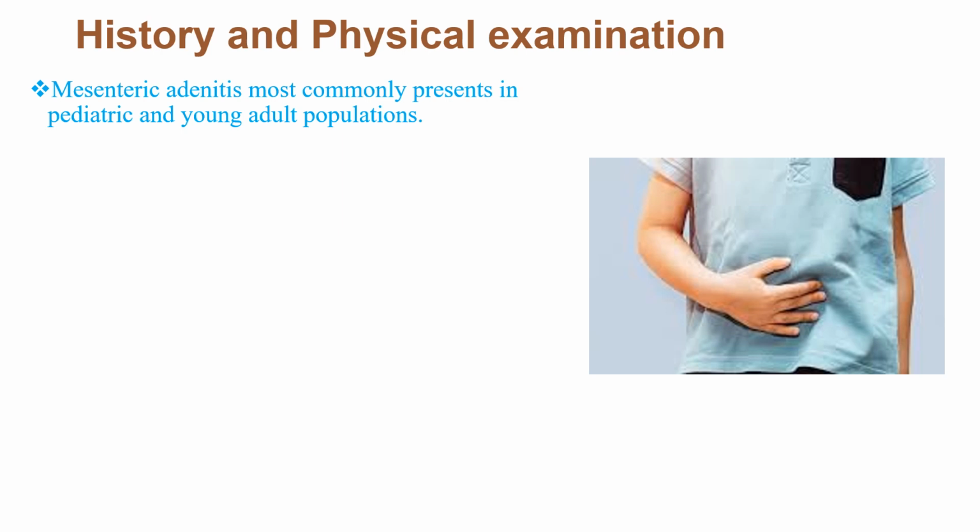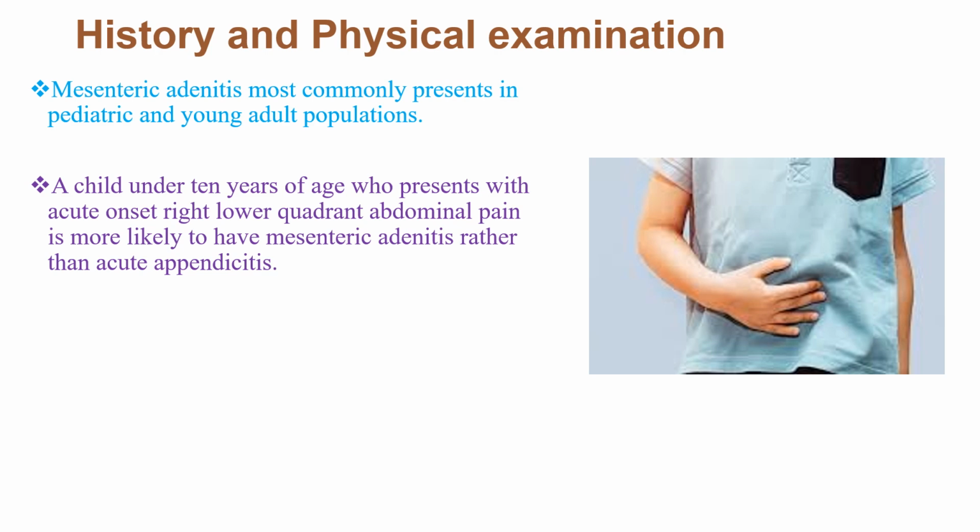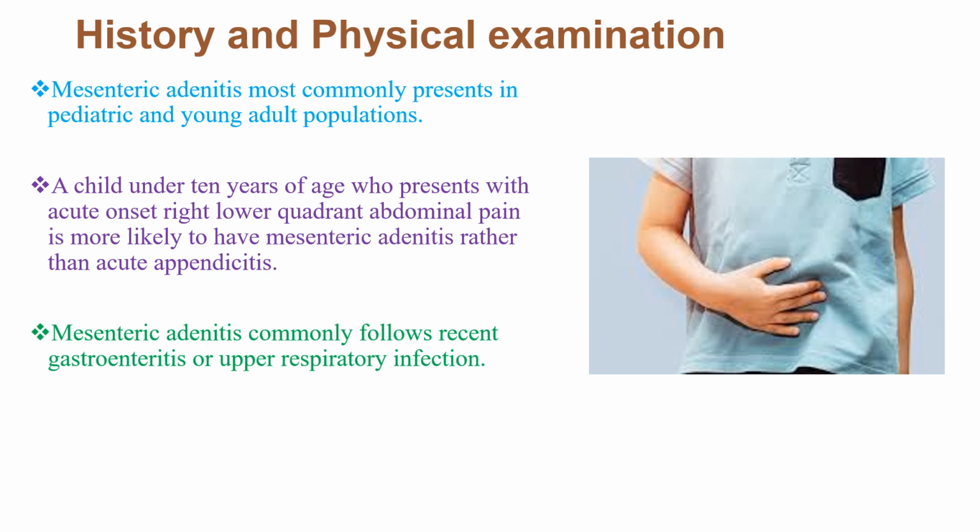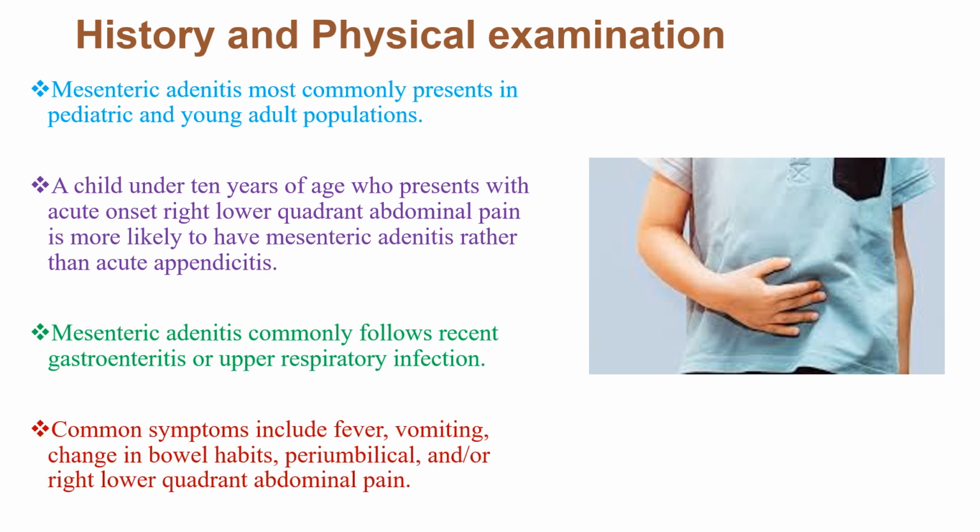Mesenteric adenitis is most commonly present in the pediatric and young adult population. A child under 10 years of age who presents with acute onset right lower quadrant abdominal pain is more likely to have mesenteric adenitis rather than acute appendicitis. Mesenteric adenitis commonly follows recent gastroenteritis or upper respiratory infection because the most common causes are viral. Common symptoms include fever, vomiting, change in bowel habits, periumbilical and or right lower quadrant abdominal pain.